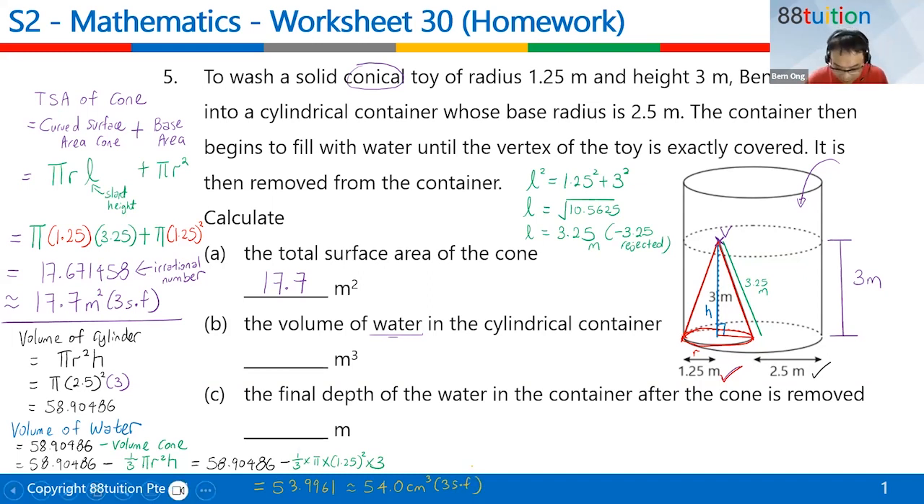Sure, the question never said. If it is an irrational number, you have to round it off to 3SF. This is called an irrational number. Irrational number means it cannot be expressed as a fraction, the decimal is very long. So your answer is actually 54.0. The 0.0 must be written, children. The 0.0 must be written. Meter cube. Is that okay?